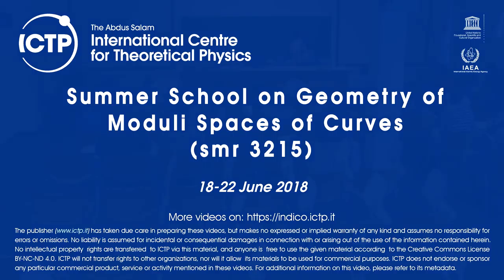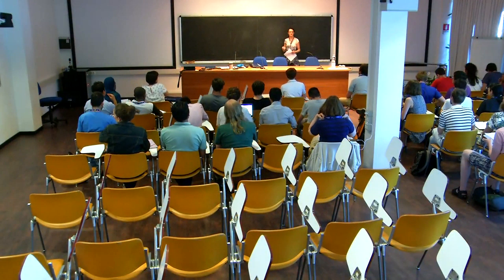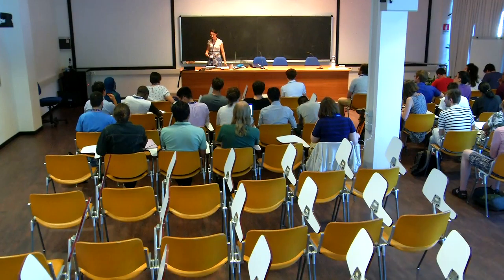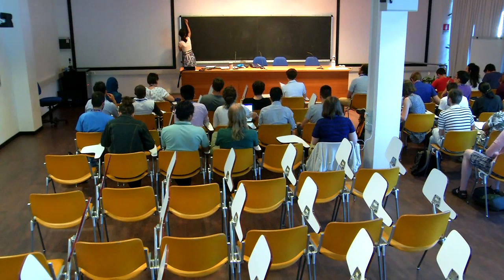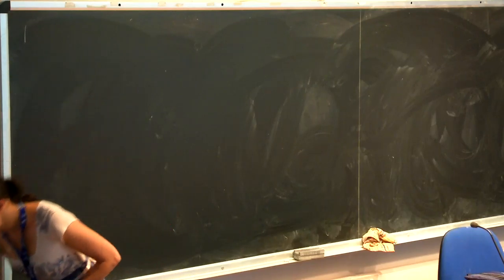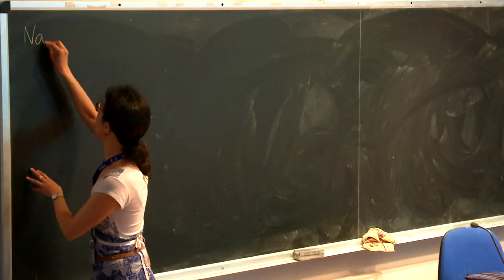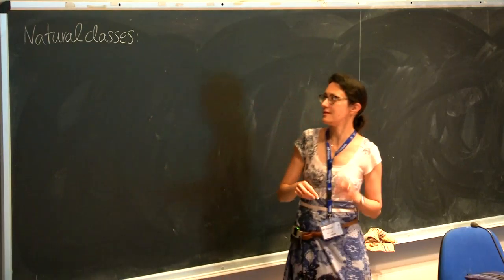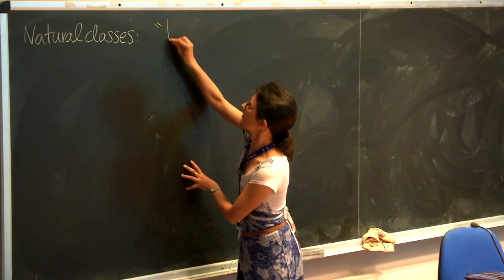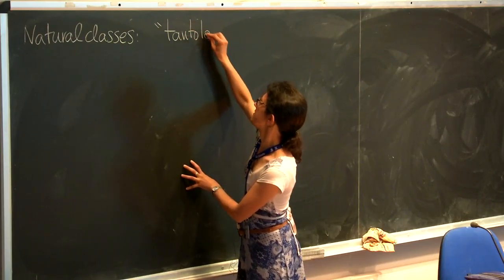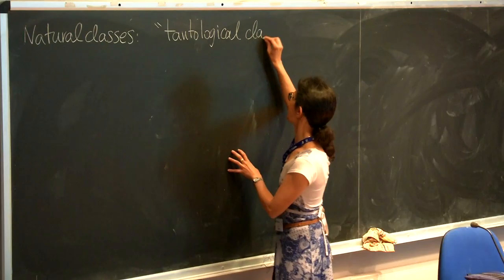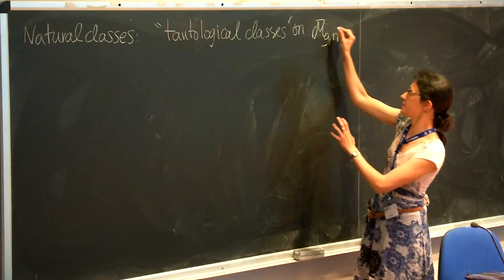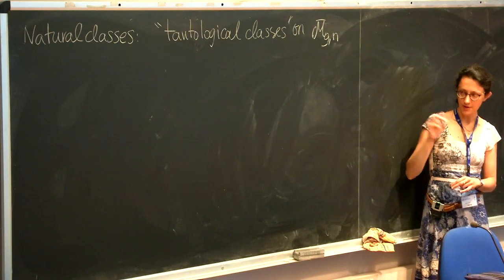I think the last thing we were discussing was the combinatorics of the boundary, which is what contributes the boundary strata classes, which are among the natural classes we were considering. So if you remember, we consider three types of natural classes, which we call tautological classes. And we actually were discussing how to define them in M bar g,n.